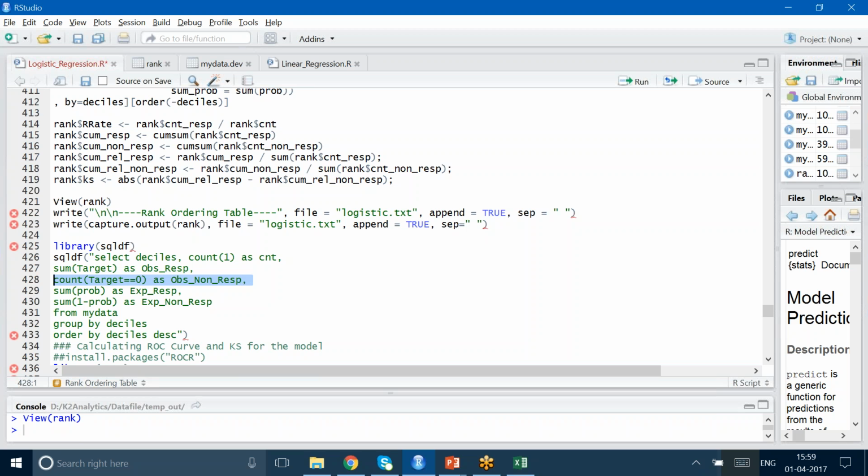How many responders do you expect from that, sir? In one decile there are 10 persons. 5 have got 0.2 probability and 5 have got 0.25. So what does this mean? With every 4, there will be 1. What you said is right. When the probability is 0.25, out of every 4, 1 is going to convert. And when the probability is 0.2, out of every 5, 1 is going to convert.